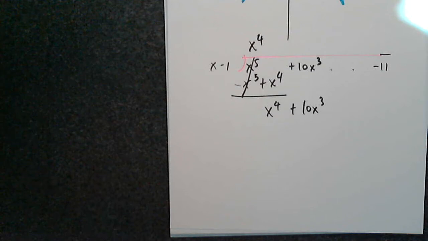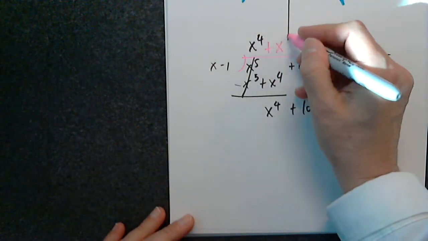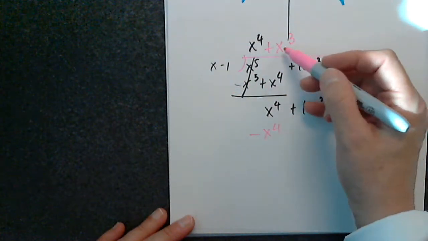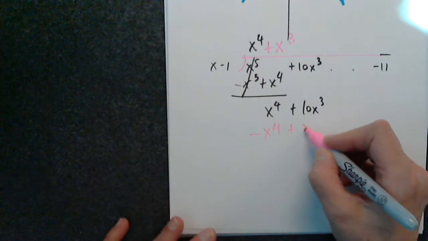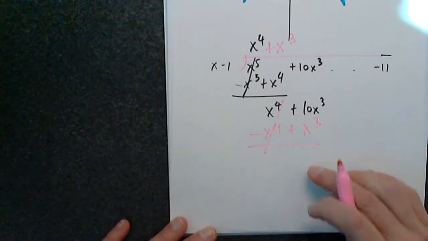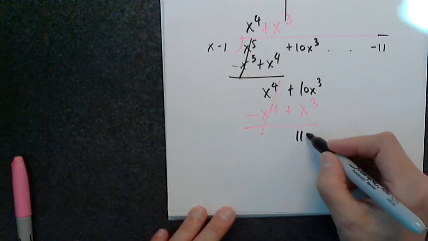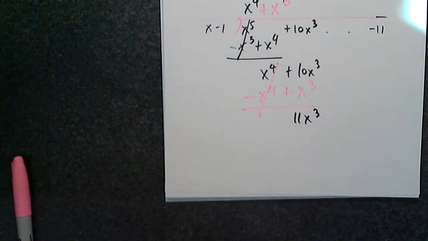Next question. How do we continue? x to the... Yes. And the sign. I need the sign though. Very good. Plus x to the third. Positive x to the fourth, negative x to the fourth, negative x cubed, positive x cubed. So now 11x cubed. Good. Next question.